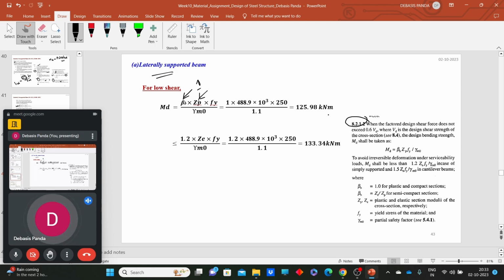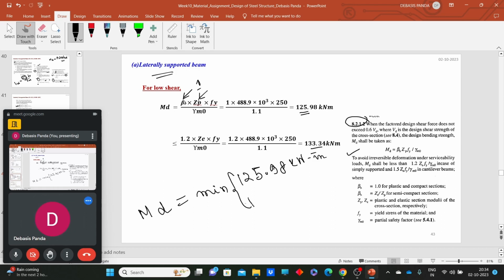Now put all these values in the Fy equation; that comes as 125.98 kilonewton meter. Now check, this is a simply supported beam, so we need to check against irreversible deformation under serviceable loads. That comes as 133.34 kilonewton meter. So what should be the value of design bending strength? The minimum of these two values, 125.98 kilonewton meter and 133.34 kilonewton meter.